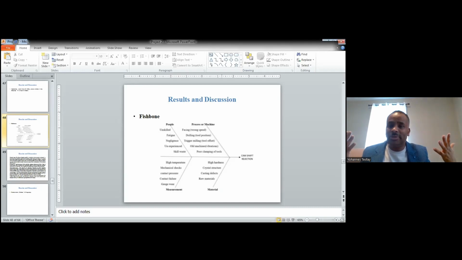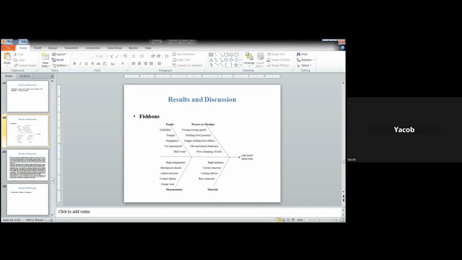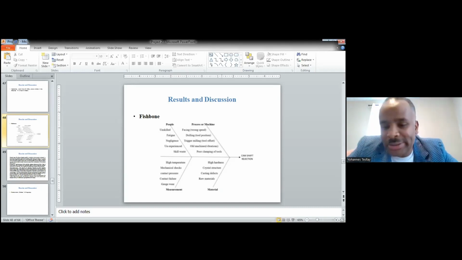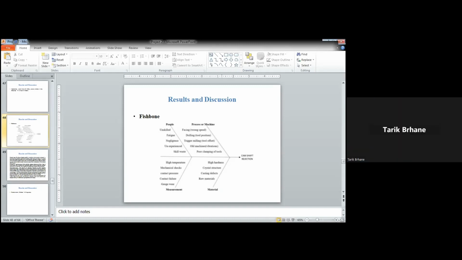ልክ ነው፣ እንደዛ አርጋችሁ ነው። እሺ ሌላ ጥያቄ አለው ፕሮፌሰር?